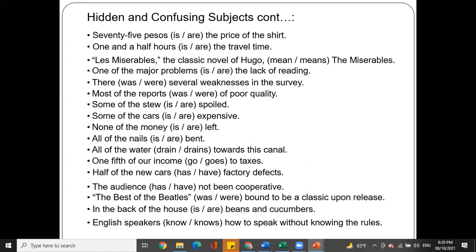English speakers know how to speak without knowing the rules. Can we have one more slide? I'm enjoying this.